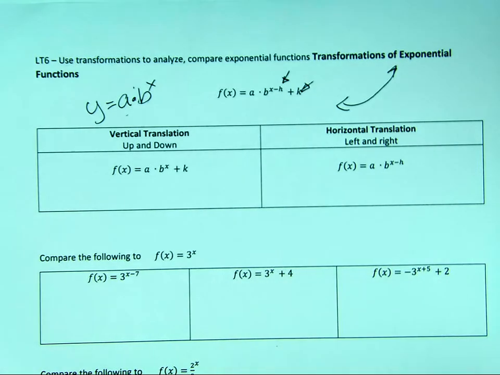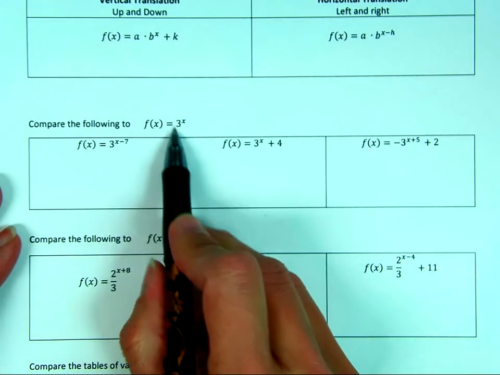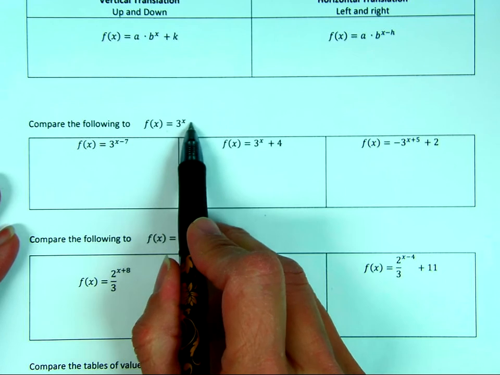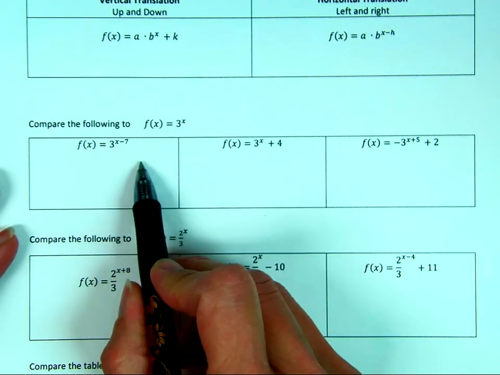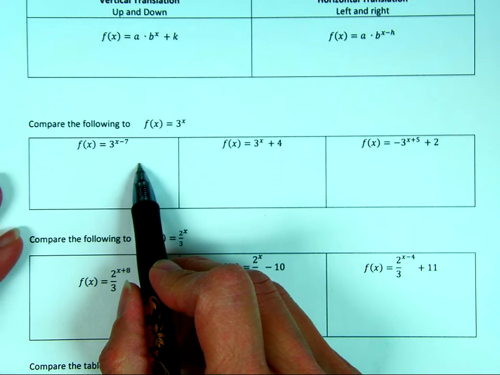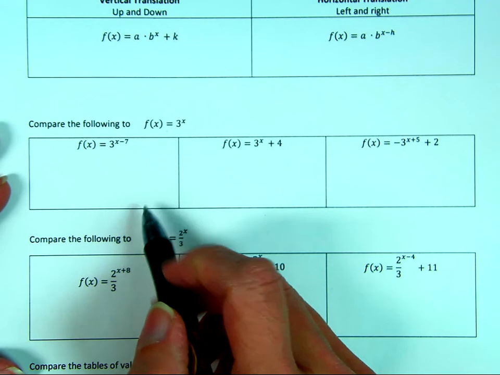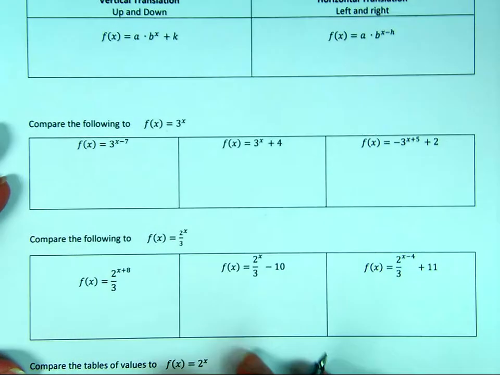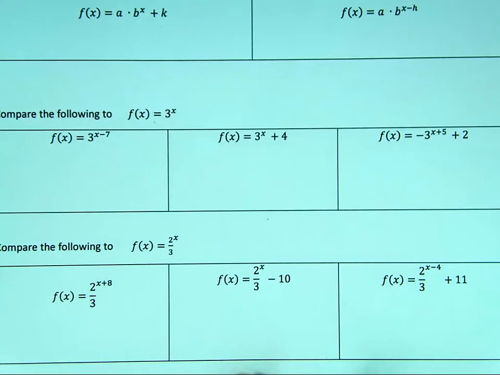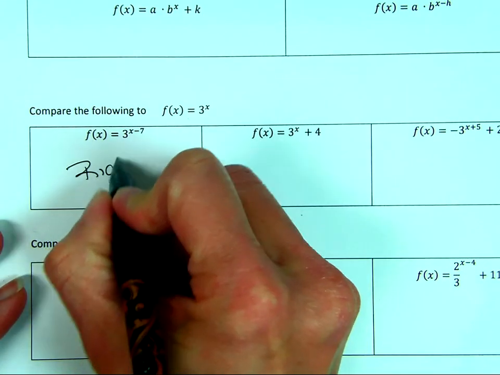So basically, I'm going to ask you to compare functions to some function that I give you. So I'm giving you 3 to the x. Well, how is this function different than that function? All you have to do is tell me how many units it moved left or right or up or down. We're not going to do any stretching or shrinking or anything like that. We're just doing these two for exponential functions. Since it's with x, we know it moves left or right. Since it's a minus 7, we know that it moved right 7. So we're just going to say right 7.